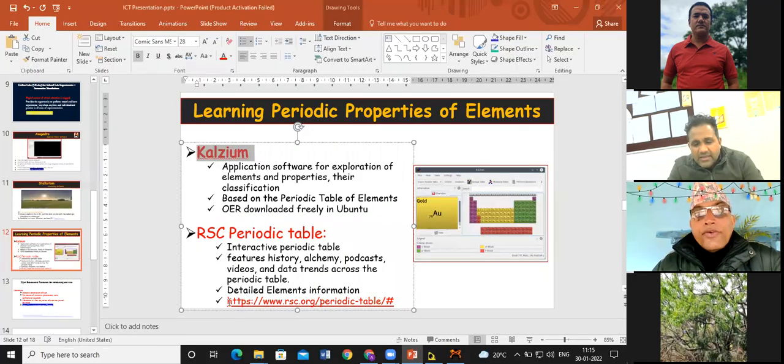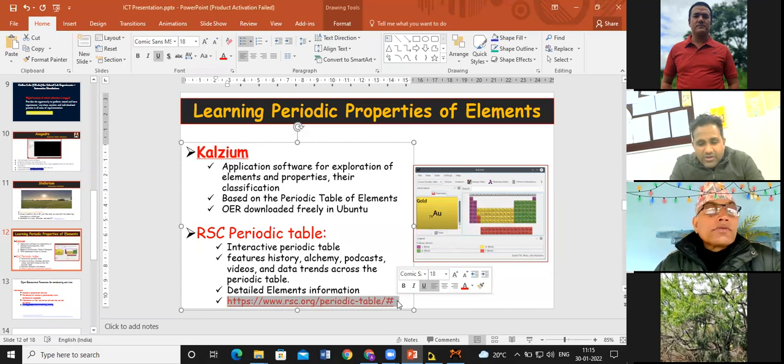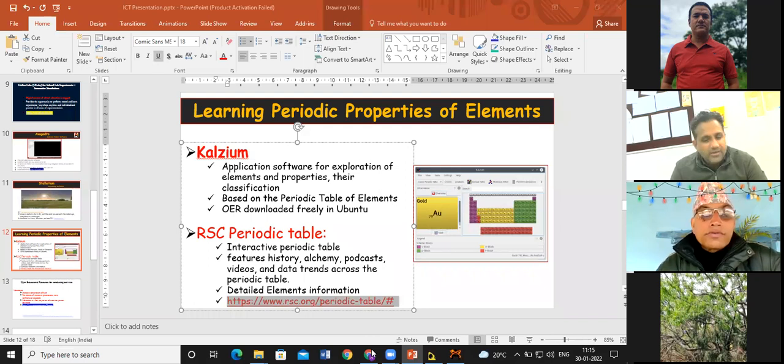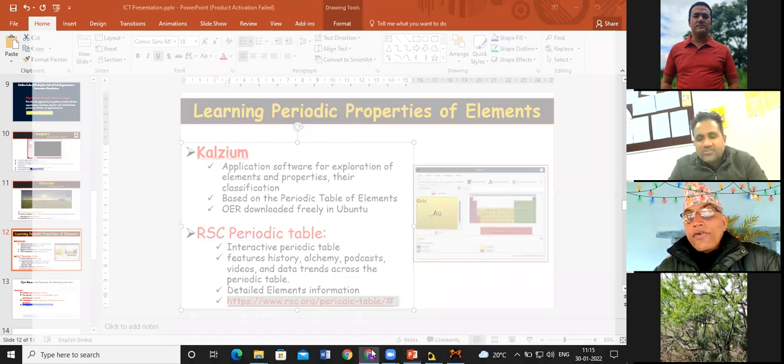and it will give you the detailed information of the elements, and you can find it at rsc.org/periodic table. Let's see how it is looking like. Let's go for it.